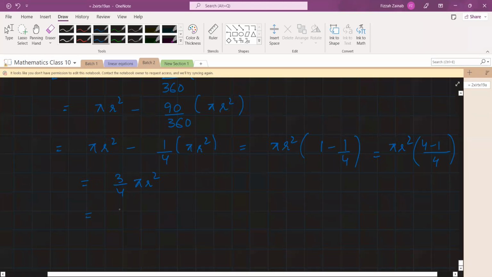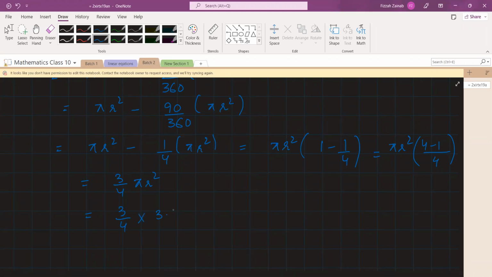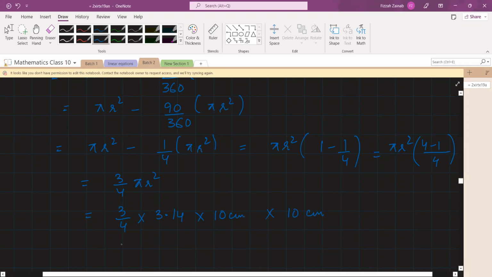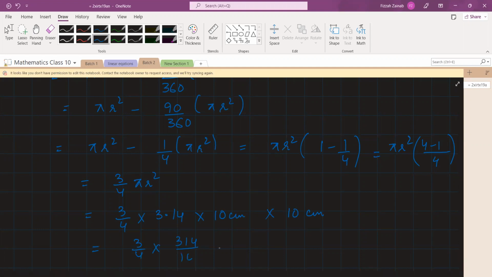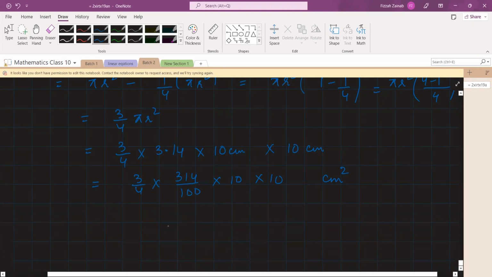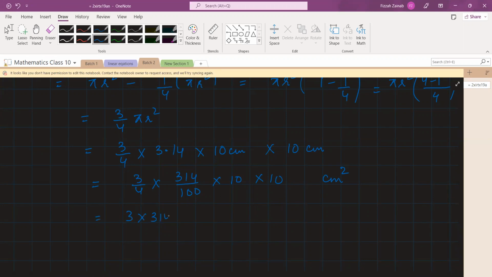Now you can put values. So 3 by 4 into pi, you have to use 3.14, it's given in the question. And radius is 10, so 10 centimeter into 10 centimeter. So again, 3 by 4 into, now remove decimal, so 314 divided by 100 into 10 into 10, and this becomes centimeter square. Okay, so all the 0 cancels out. So you have 3 into 314 divided by 4.